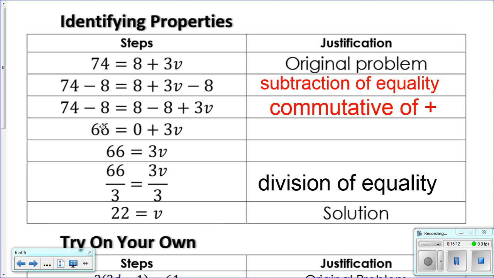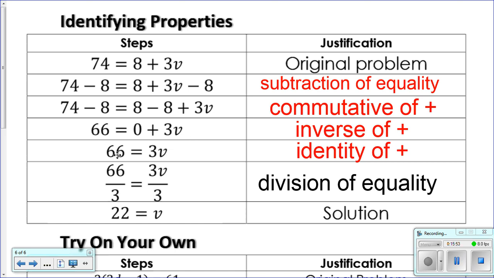That's technically substitution. Okay? But the bigger thing that I'd like you to focus on is what happened here. 8 minus 8 became 0. Okay? That's the inverse property of addition, where a number plus, remember, minus means plus the negative, so a number plus its opposite number gives you 0. Okay? Then we have 0 plus 3v, and it just became 3v. That was the identity property of addition. So 0 plus a number gives you that same number.